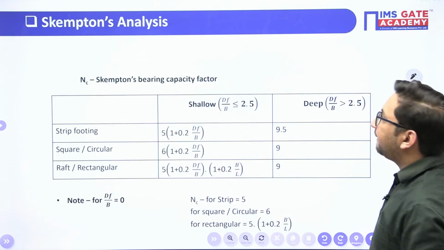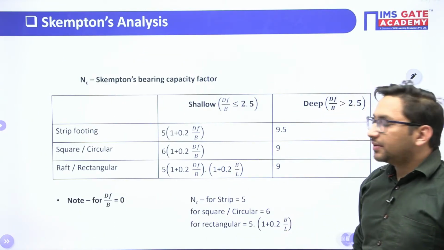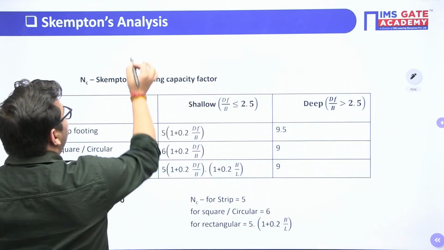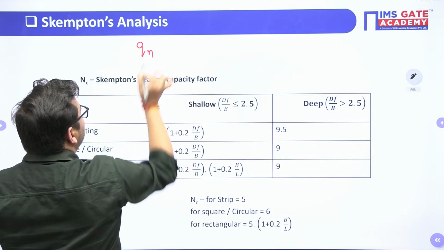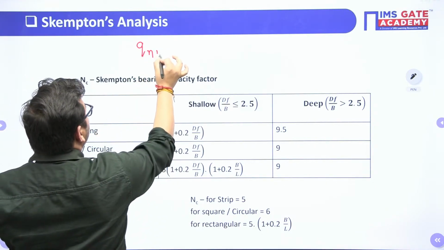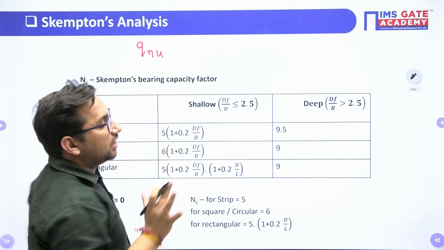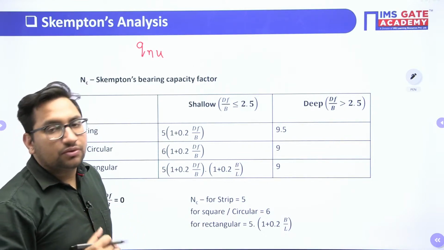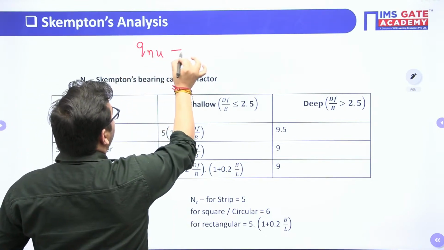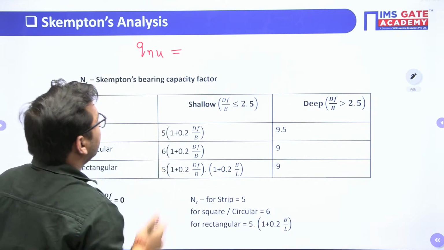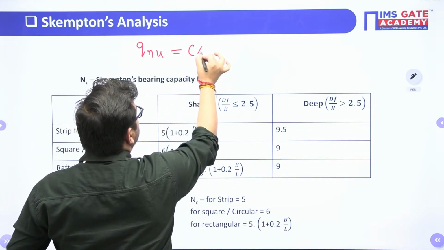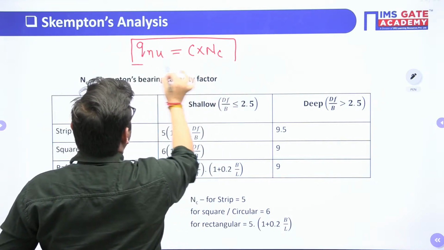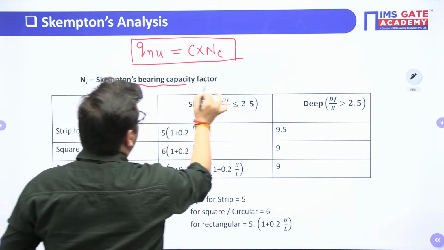That is Skempton's analysis. Now, Skempton has given directly the value of net bearing capacity. So always remember this: according to Skempton, the net ultimate bearing capacity value is given, whereas Terzaghi has given the ultimate bearing capacity value. So if net bearing capacity is asked according to Skempton, it is given by C into NC, where NC is Skempton's bearing capacity factor.